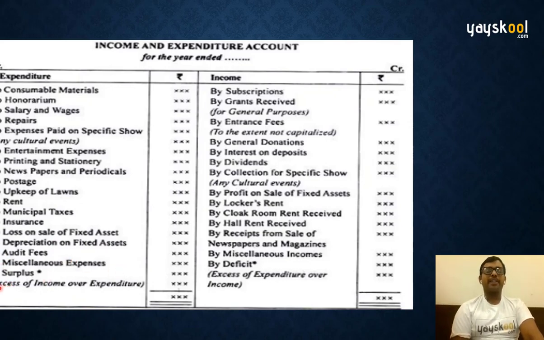It is also called excess of income over expenditure. But incomes include by subscriptions, by grant received (for journal purposes), by entrance fees to the extent not capitalized, by general donations, by interest on deposit, by dividends, by collection for specific show (any cultural events), by profit on sale of fixed assets, by lockers rent, by cloakroom rent received, by hall rent received, by receipts from sale of newspaper and magazines, by miscellaneous incomes, by deficit, excess of expenditure over income.